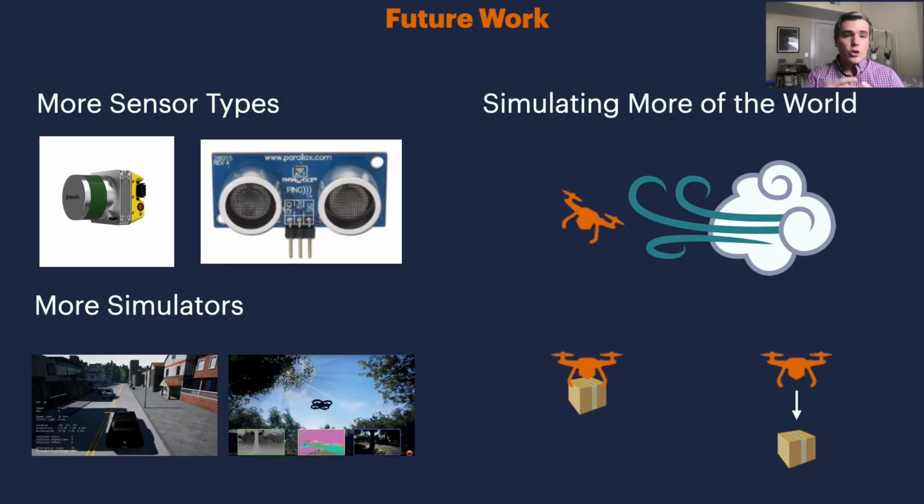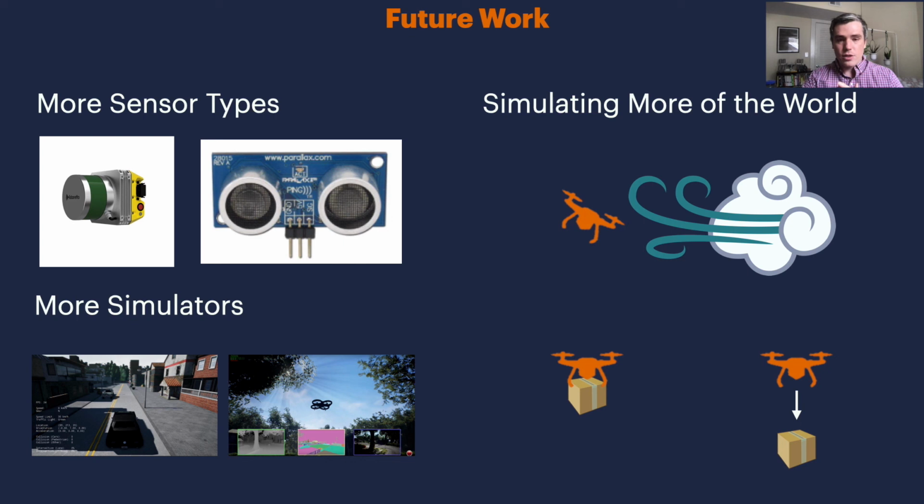So talking about future work, there are many directions we could take this work specifically. For example, we would like to implement more sensor types such as LiDAR and sonar to confirm that our technique works using a diverse set of sensors. Secondly, we would like to incorporate more simulators. For example, CARLA and AirSim, both of which are high fidelity simulators and they apply to different applications.